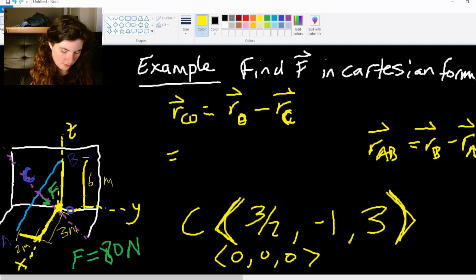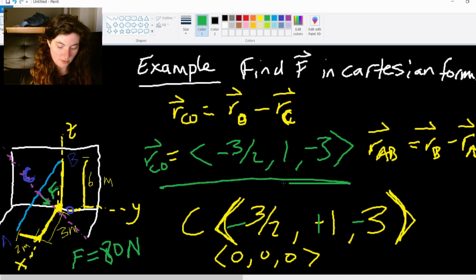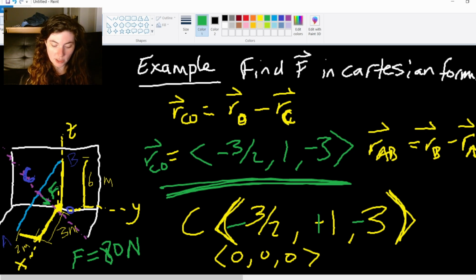So we're going to have, subtracting RC from RO, all that does is flip the signs on all of these. So now we have -3/2, a +1, and a -3. So our RCO is -3/2, 1, -3. So this is our position vector. And what we'll need to do is convert this position vector into a unit vector.